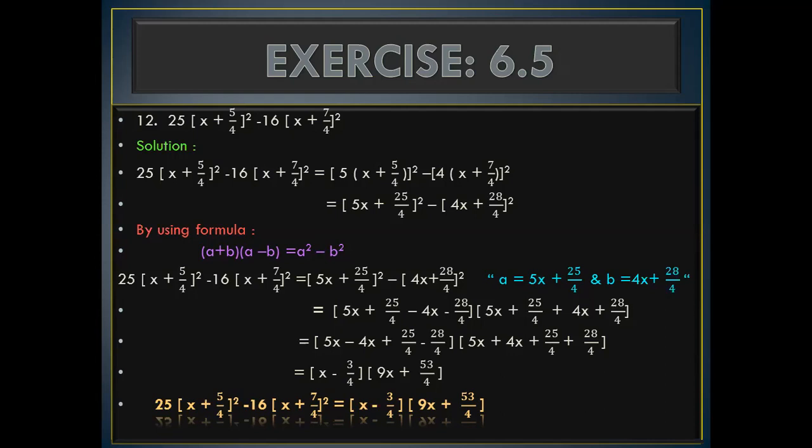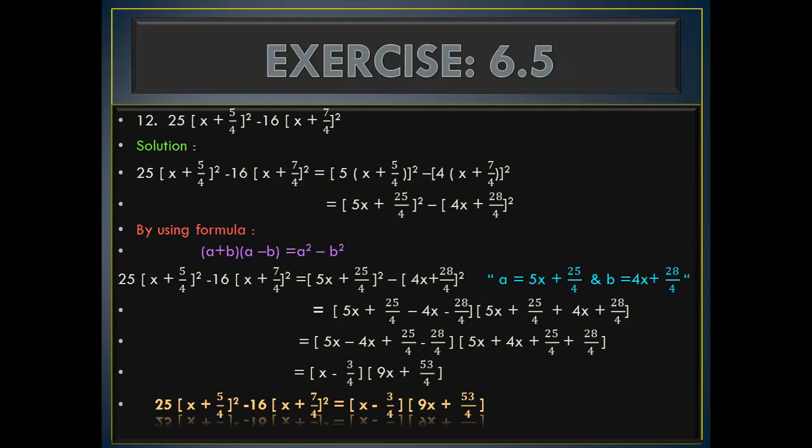5x plus 25 over 4 whole square minus, come to the next term. Same, you multiply 4 within the brackets. 4x plus 4 times 7 is 28, 28 over 4. Again, you cannot multiply 4 with 4 because 4 and 7 are both in the numerator and 4 is in the denominator. We cannot multiply the numerator and the denominator. Now, according to our question, A is 5x plus 25 over 4 and B is 4x plus 28 over 4.